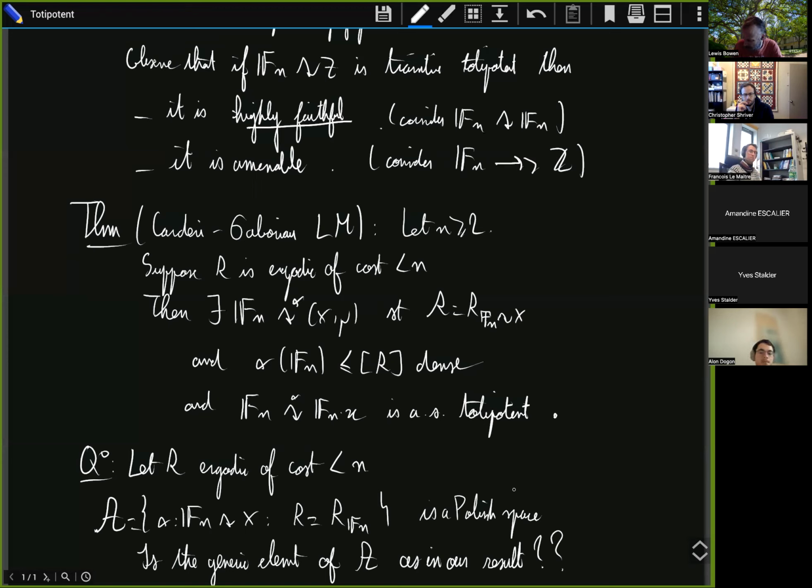Our construction is very specific. It's a concrete construction, but the downside is that we're far from getting a genericity result.